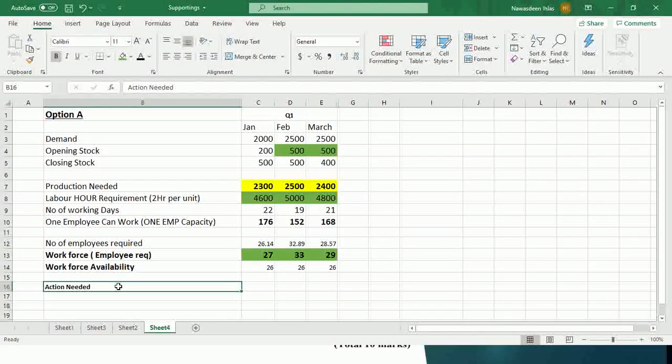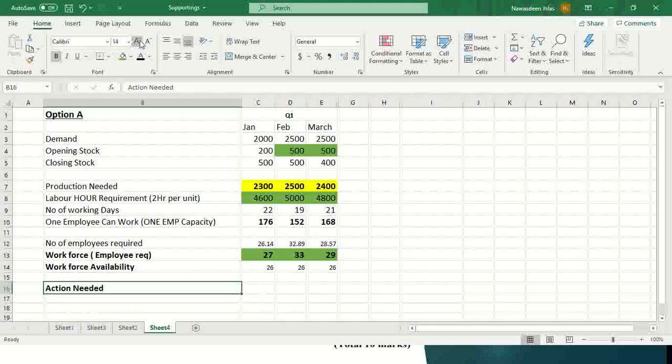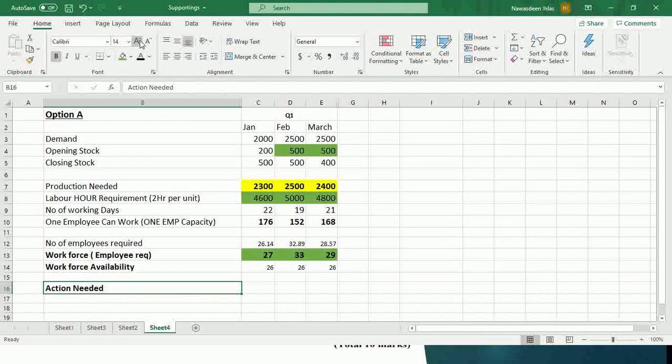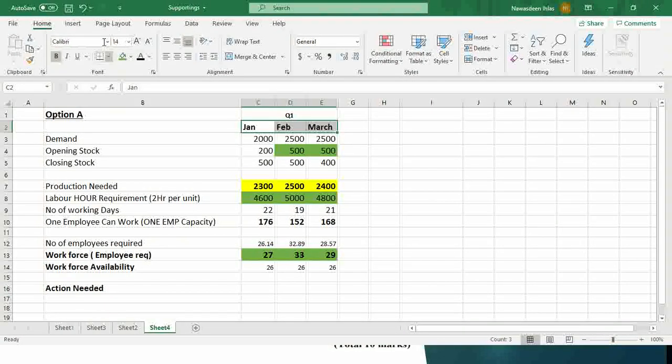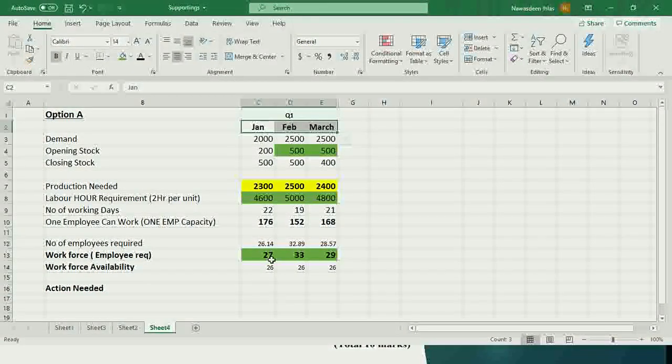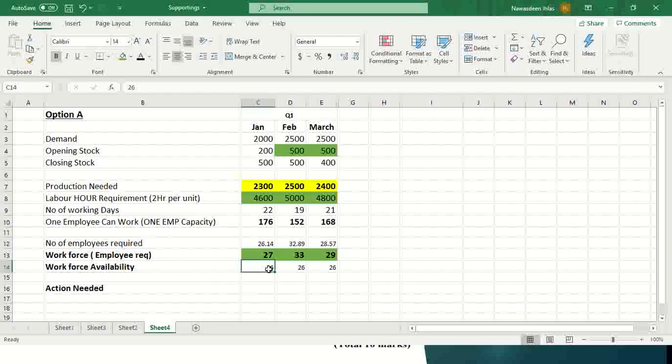So here we can see the company is going to manage their labor force to manage their capacity. Either they are going to recruit or they are going to sack their employees to meet this demand in this particular quarter. So they are going to manage their capacity by managing their workforce. Here, workforce availability at the beginning of January is 26.